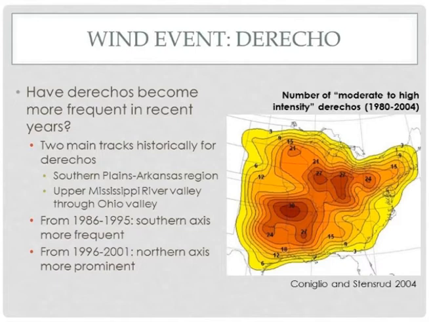One of which is across the Southern Plains, Arkansas region, and the other is across the upper Midwest and into the Ohio River Valley. And this study found that from the mid-1980s to the mid-1990s, there were more derechos that moved across this southern axis. However, starting in 1996, derechos were more frequent across the northern axis. Unfortunately, this data did stop in 2001, so now it's more than a decade outdated.